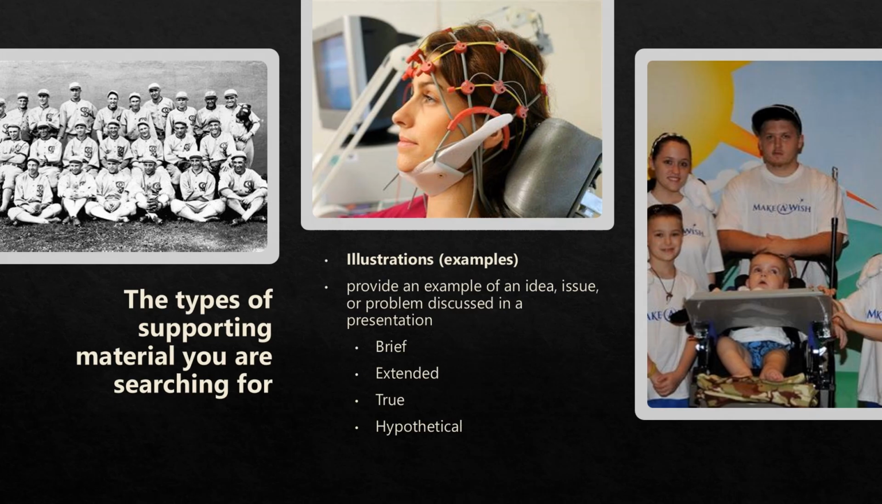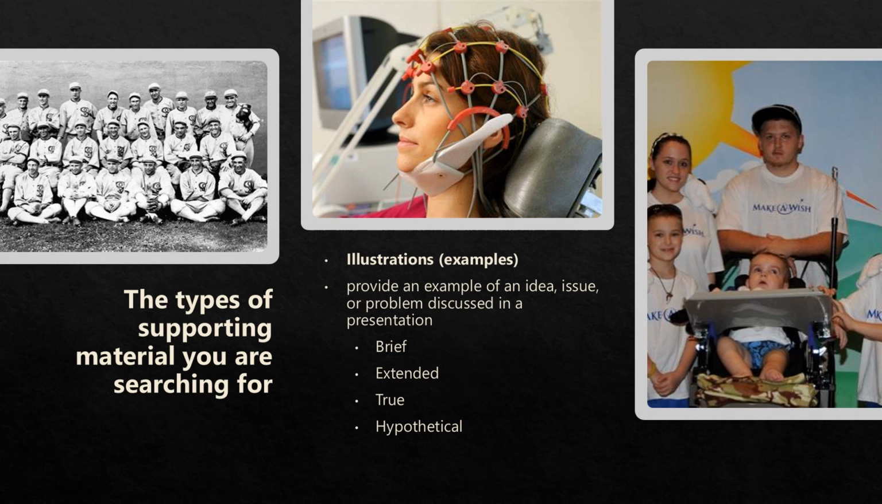The different types of supporting material that you're looking for. The first of them is illustrations. Now, generally we think of illustration as a drawing, but here an illustration means examples. There are 4 types of illustrations: brief, extended, true, and hypothetical.